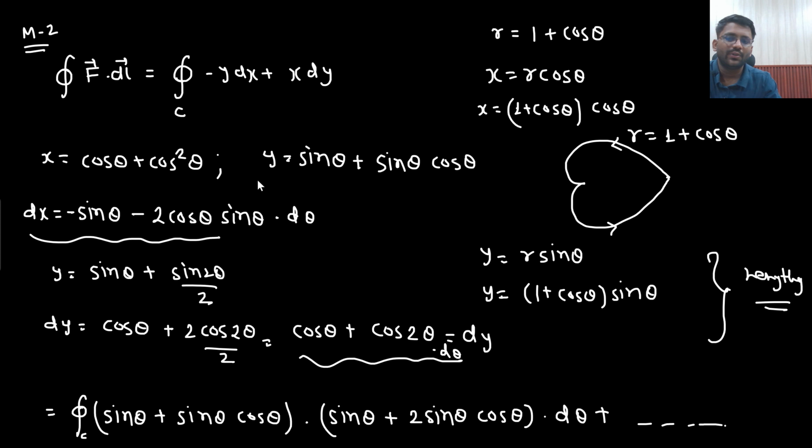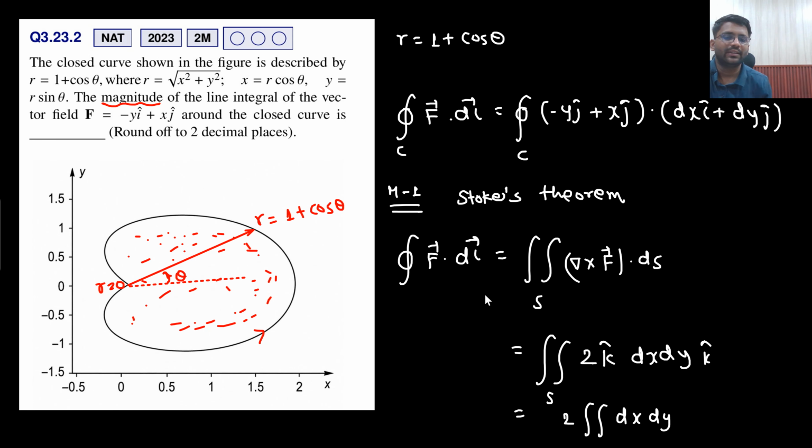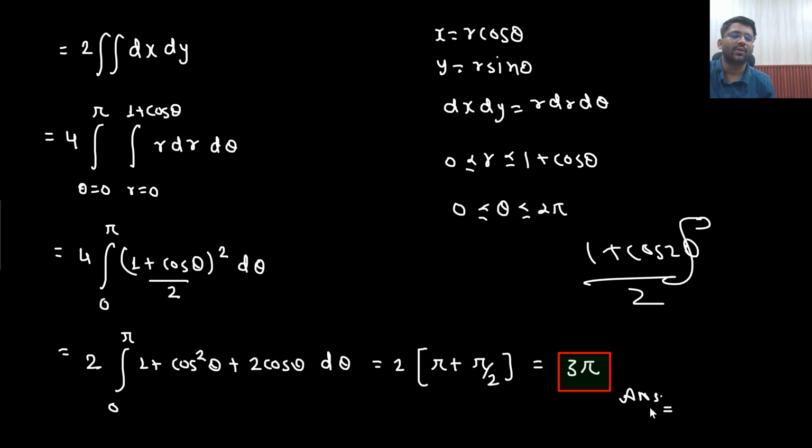I just told you that we can solve it even without applying Stokes theorem, but with Stokes theorem we very easily get the answer. Del cross F dot dS, del cross F you calculate, it will come out to be 2k cap, 2 dx dy. Now the question is that you calculate the surface area. The surface area I already know how to calculate. Job done. Let's go to the next question.